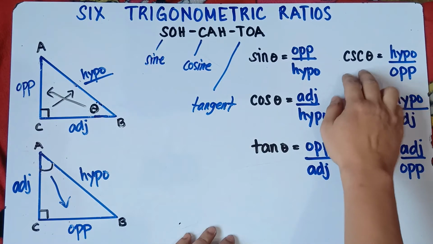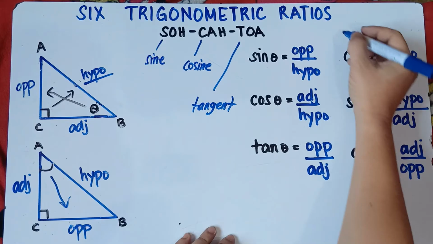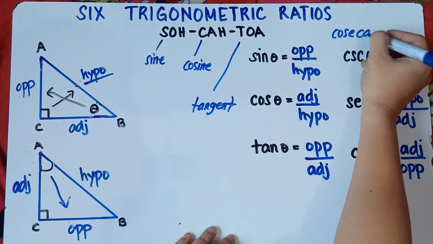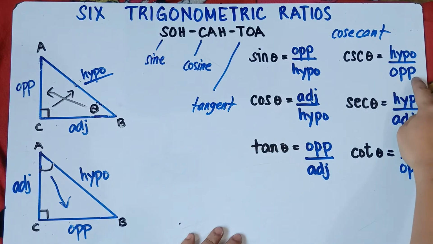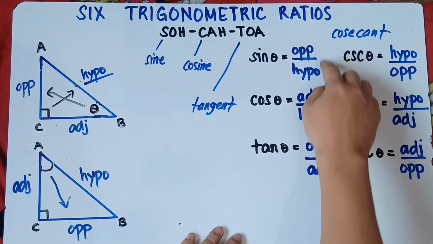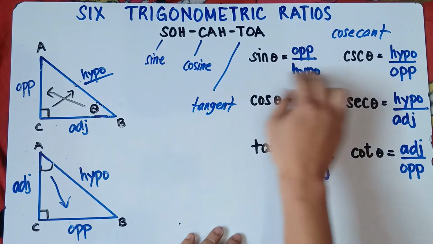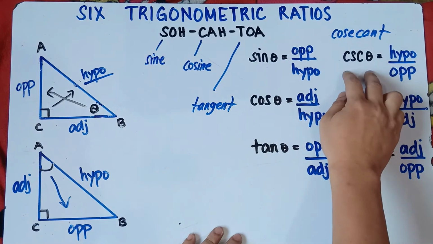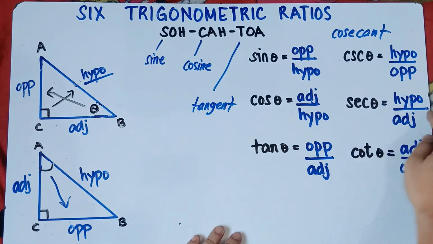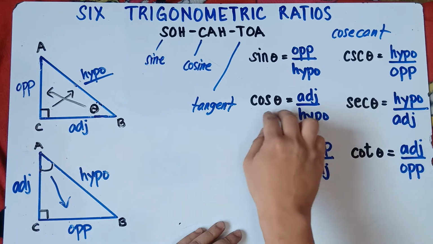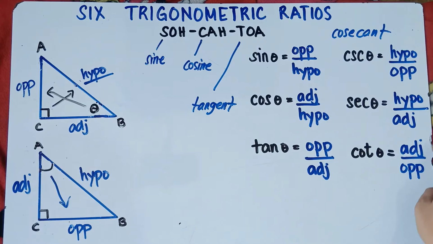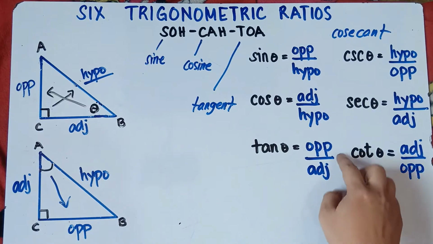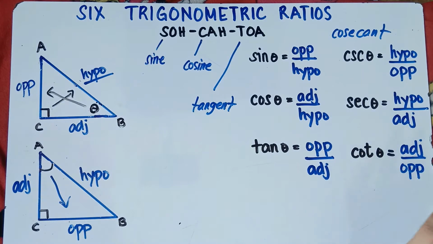Now for cosecant, CSC, once again, CSC is what we call cosecant. The equivalent of cosecant is hypotenuse over opposite. So it's just the reciprocal of sine. Once you get sine, just get the reciprocal, and that would be cosecant. For secant, that would be hypotenuse over adjacent. Just get the reciprocal of cosine, and that would be your secant. For cotangent, that would be adjacent over opposite. Just get the reciprocal of tangent, and that would be your cotangent.